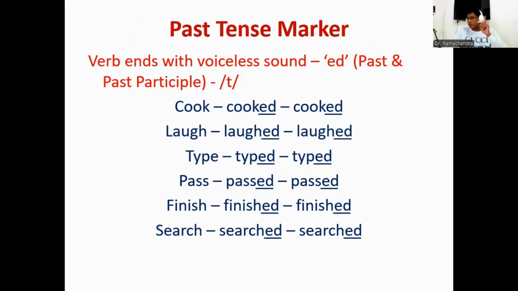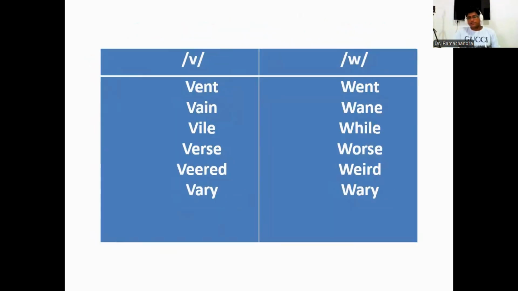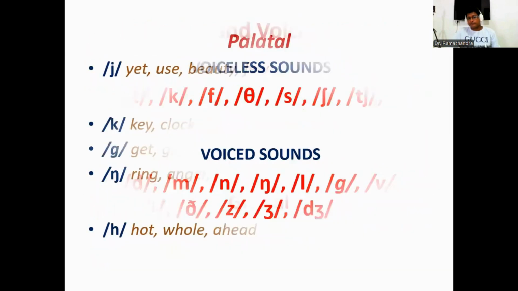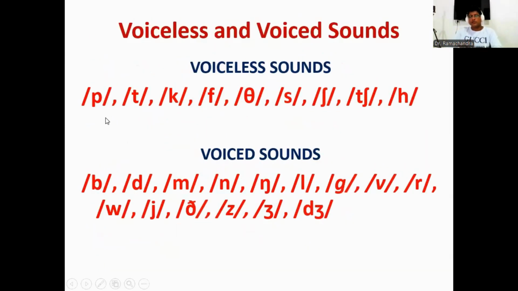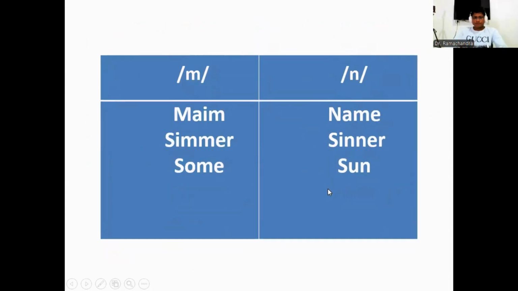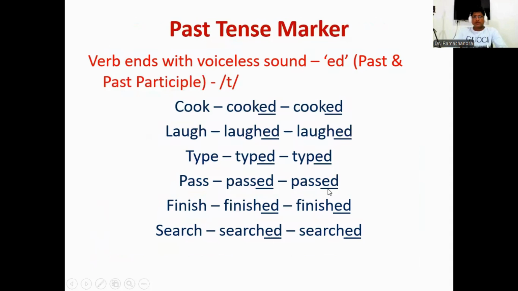Now, look at the sound k, and check voiceless and voiced. Where is the sound? Third one, this one, k. What is it? Voiceless. And look at the other one, g: voiced. Now we go for the past tense marker. When I add ed in past tense and past participle, this ed becomes t.